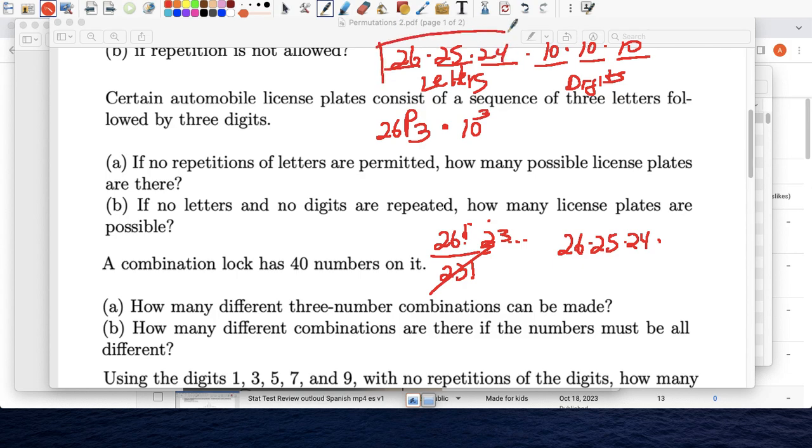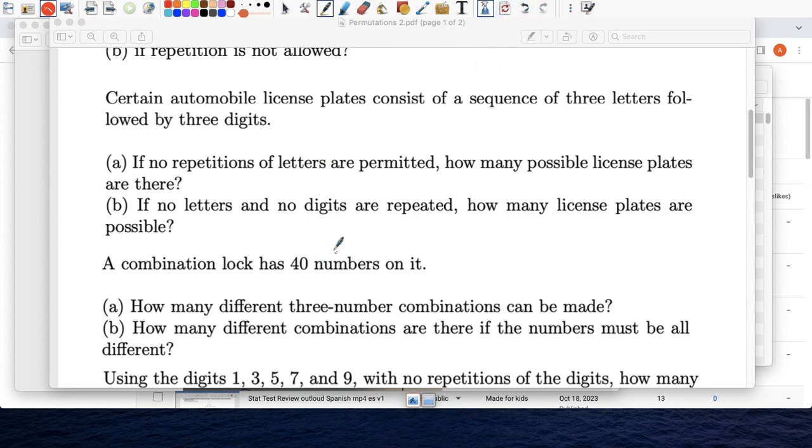All right, so part of it is permutation, and the rest is not. So 26 times 25 times 24 times 1,000. Oh, that's a lot of license plates. 15,600,000.